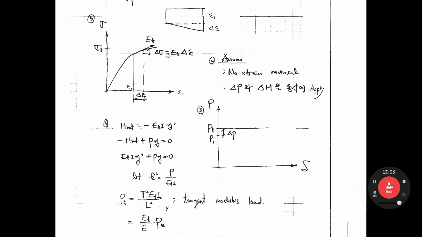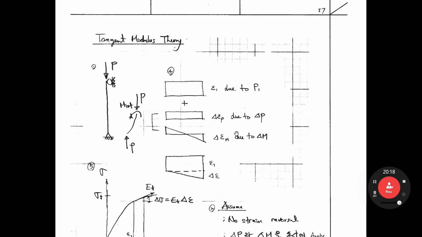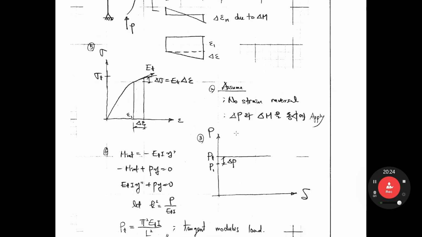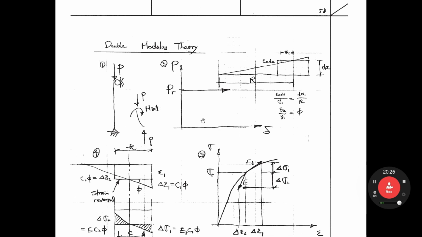We can rewrite it as a function of the Euler buckling load, E t over E, right? If you look at this curve again, delta sigma equals delta epsilon times the slope E t. This is tangent modulus theory. So another theory is double modulus theory, okay, for an inelastic column. It is a little complicated compared to tangent modulus theory. I'd like to derive the double modulus.